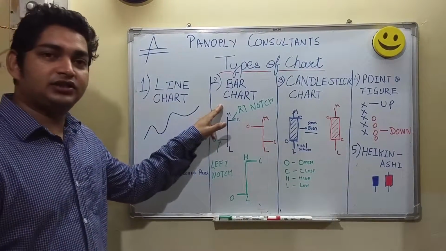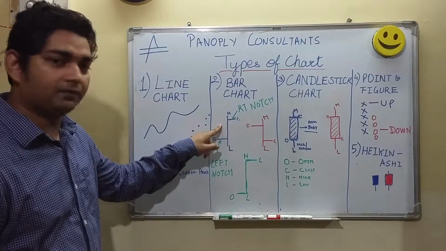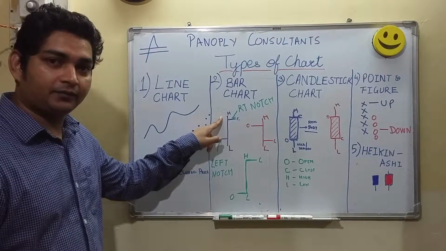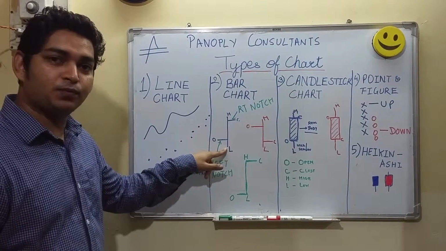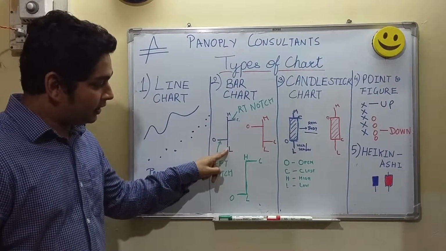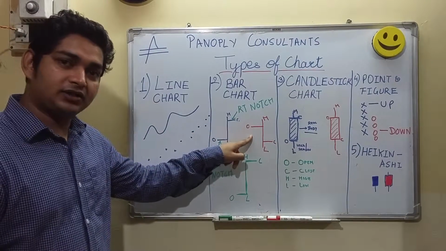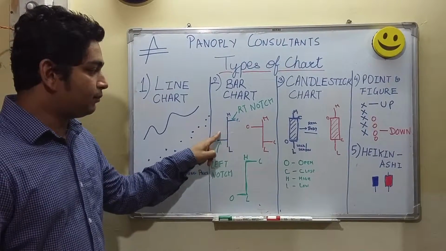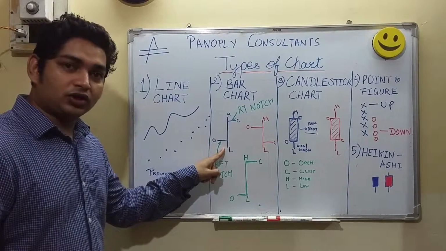The second type of chart is the bar chart. As the name suggests, the bar chart consists of a vertical bar which represents the low and the high. Remember, the bar chart is always formed by starting at the lowest point to the highest point. If it's a buy bar, it will be formed from the lowest point to the highest point, and if it's a sell bar, it is still going to be formed with the help of the lowest point and the highest point.